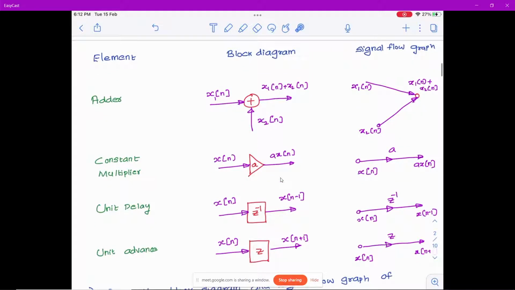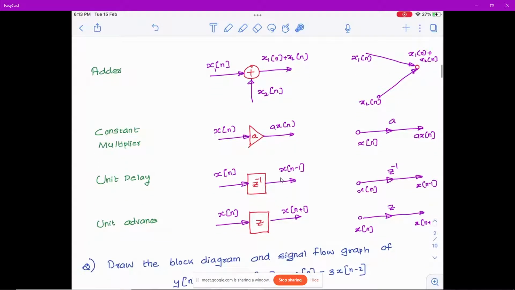ഇനി കോൺസ്റ്റന്റ് മൾട്ടിപ്ലയേഴ്സ് you represent using a triangle pointing to the right, just like an op-amp, and you write the value either inside or outside. So x of n, when it passes through this block, the output is a times x of n. Similarly, in signal flow graph, you will represent it as an arrow, and over this arrow you will write what value it is. So x of n, when it passes through this, it is a times x of n.